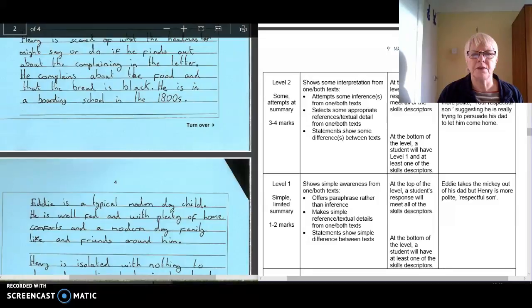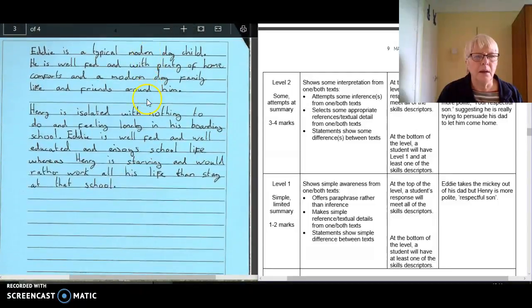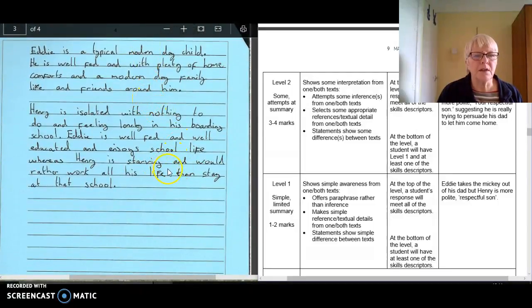Going back to the mark scheme, if we look at level 2, for the next bullet point, it says select some appropriate references and textual detail from both texts. Unfortunately, this is one area that you don't seem to have given much thought to. You do include a couple of paraphrased examples. You say that the bread is black, and at the end here you say that Henry's starving and would rather work all his life than stay at that school.